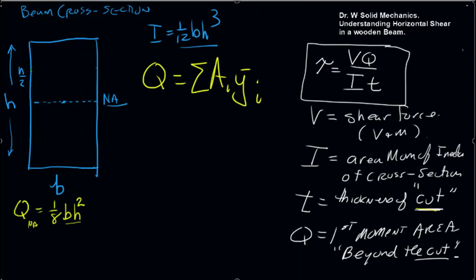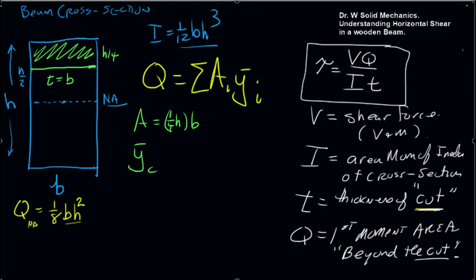What if we were interested in this region above this line at h over 4? This would be the area beyond the cut. And at the cut, T would again be equal to B. And therefore, A would be 1/4 of H times B. And Y bar, the centroid, would be here, as measured from the neutral axis. And that would be 3/8 of H.